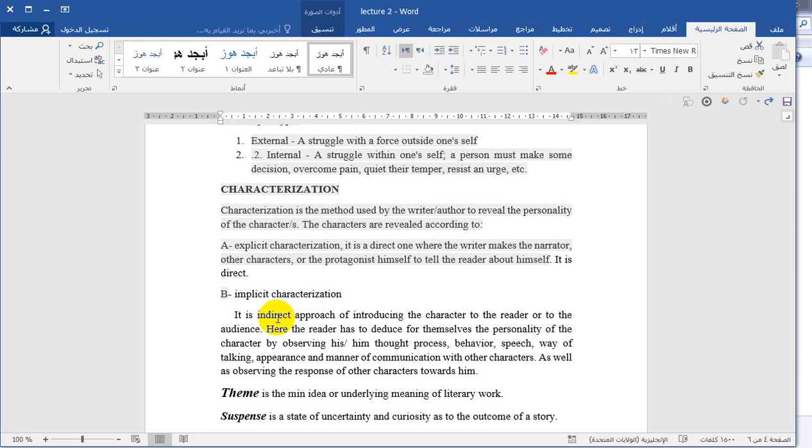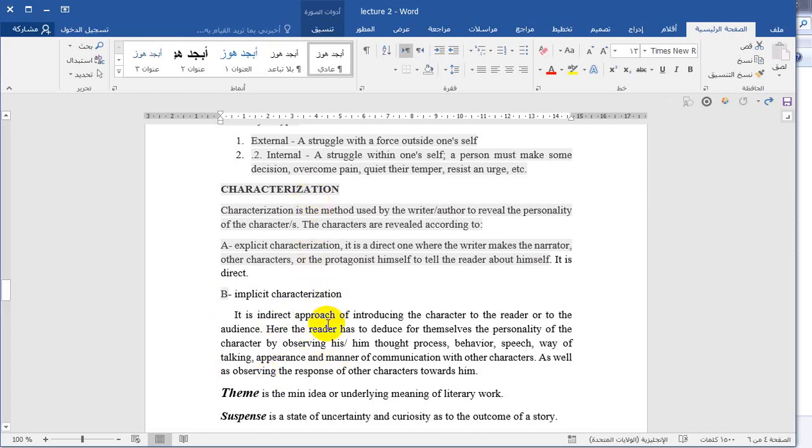No, the reader himself is going to reach the personality of this character. How? By observing, analyzing, or discovering the thoughts, behavior, and speech, and even the appearance, the external form of the characters. So here, this is the characterization.